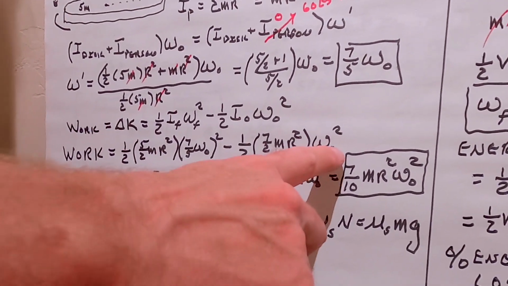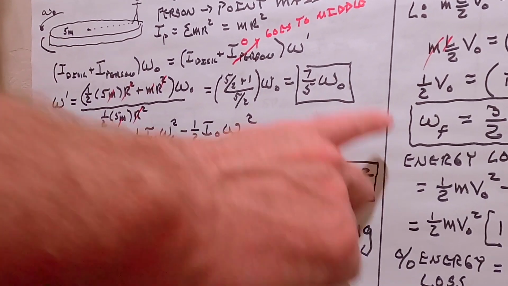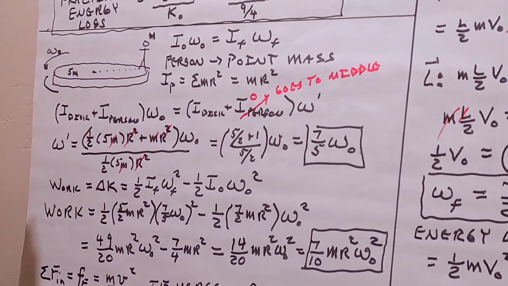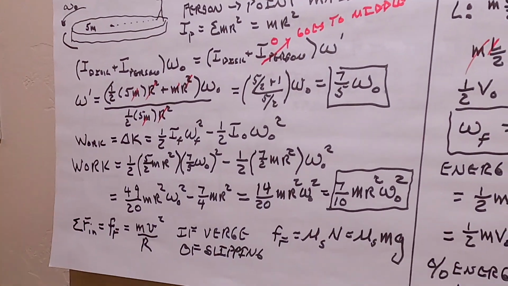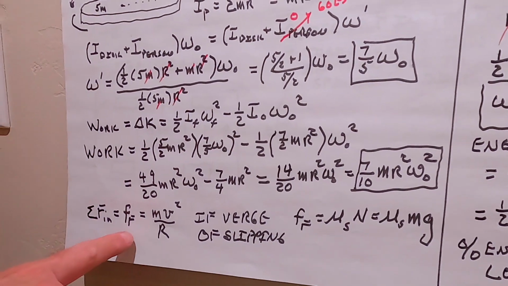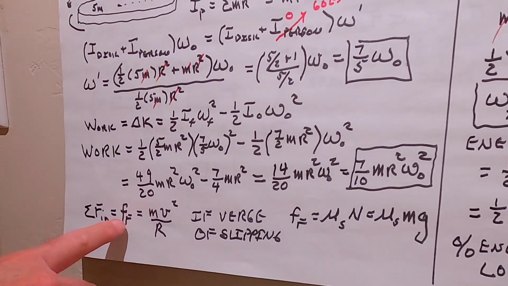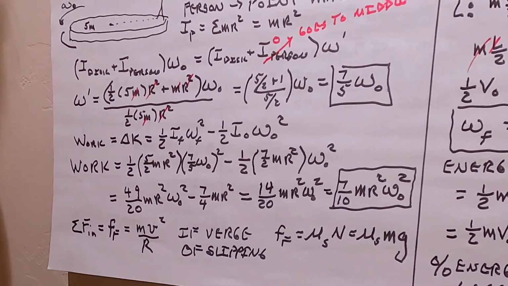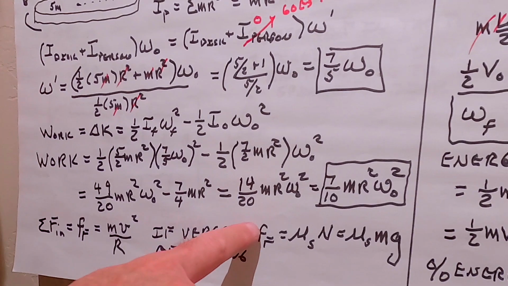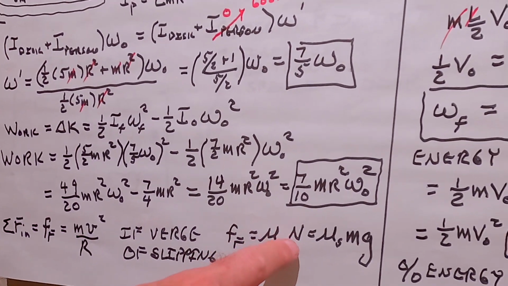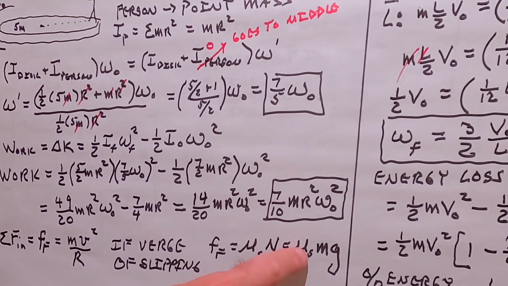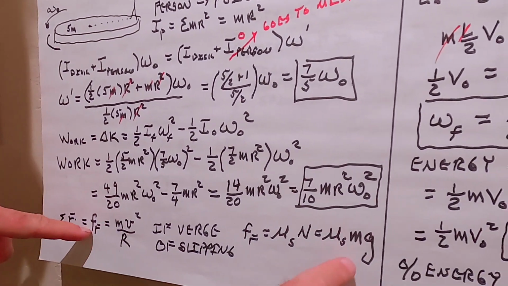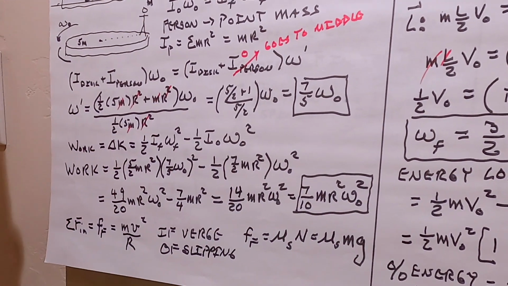This is 14/20 or 7/10 m r squared omega naught squared. Now, I could have said maybe when he first starts out, he's on the verge of slipping. If he's on the verge of slipping, he'll never make it in, but we could just say when he's out there on the end, his friction is what's keeping him from flying off, which is mv squared over r. And if he's on the verge of slipping, we can set the friction equal to mu s n, which equals mu s mg. And so by equating these two, we could get the mu s right there.